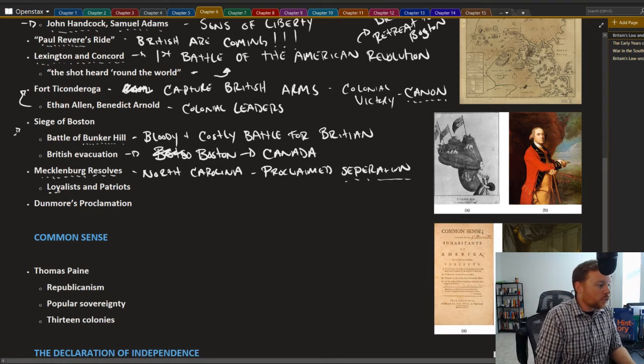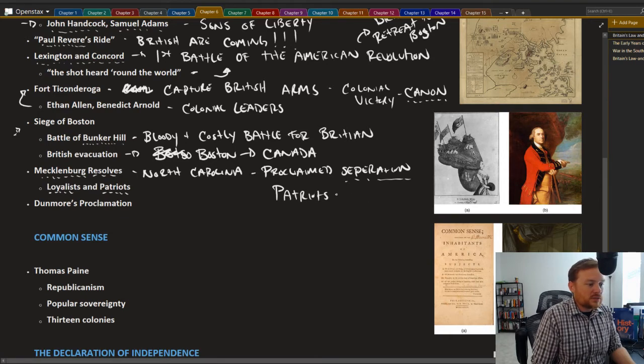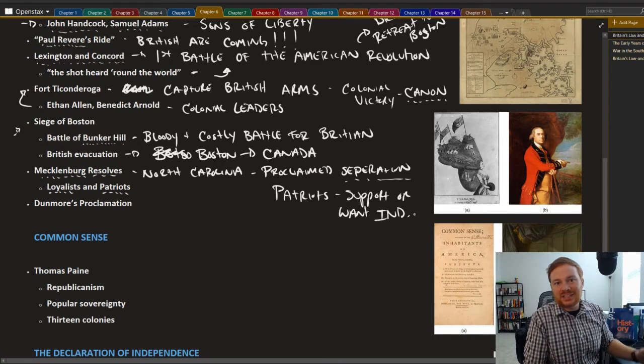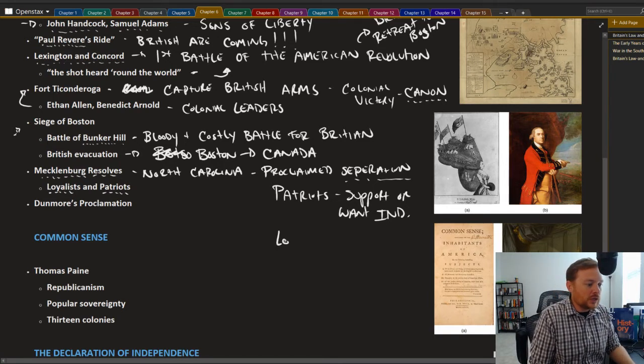And so those who advocated for a separation are known as patriots. So patriots, they essentially support or want independence. So they are fighting on the side of an independent 13 colonies. A loyalist is essentially on the side with Great Britain.